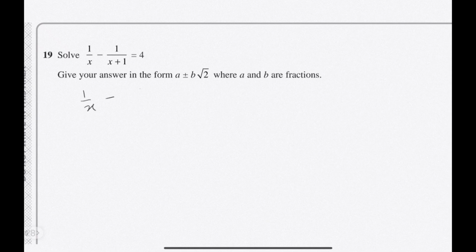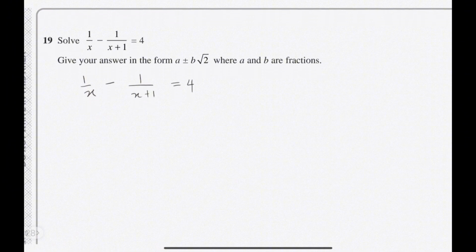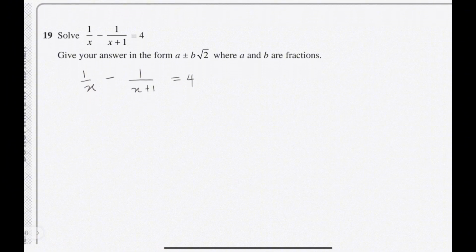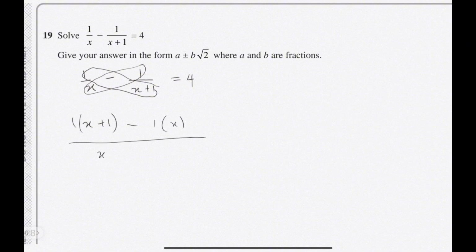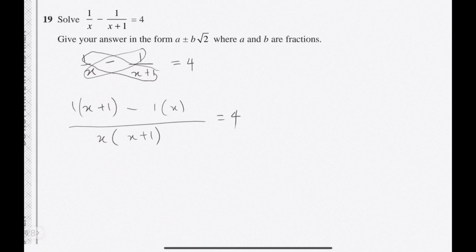1 over x minus 1 over x plus 1 equals 4. So the first thing we do is to cross multiply. So we multiply x with 1 and 1 with x plus 1. So x plus 1 multiplied by 1 minus 1 multiplied by x, divided by x bracket x plus 1. That will be equal to 4.